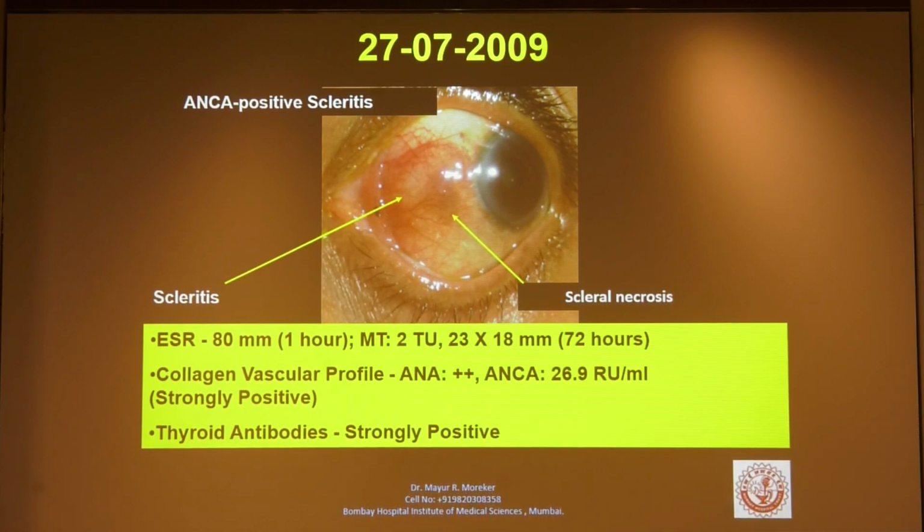This patient had a scleral necrosis. You can see the area of scleral necrosis here with the scleritis. This patient was investigated, turned out to be ANCA positive, strongly ANA positive, and strongly positive for thyroid antibodies. The Mantoux test was done, but it was obviously positive. She had suffered from tuberculosis in the past.